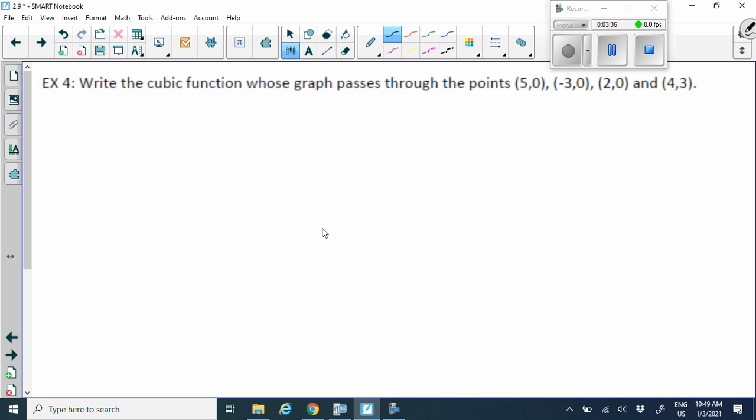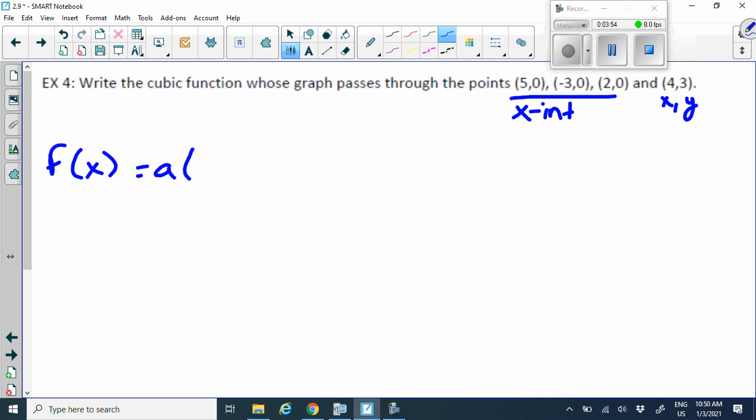Okay, let's see what you got. Okay, so notice here that these 3 points are going to be my x-intercepts, and then (4, 3) is going to be my x, y point. Okay, don't forget, we are always trying to solve for a here because they didn't tell us what the leading coefficient is. So I have a. Now remember, when I'm plugging in my x-intercepts in the intercept or factored form, I do the opposite of what I see. So with the 5, I have x minus 5, and then with the negative 3, I have x plus 3, and then with the 2, it's going to be x minus 2.